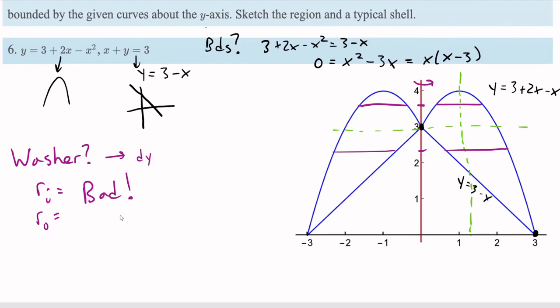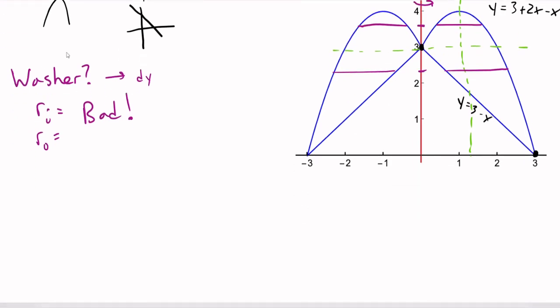So what do I do? Using x as a function of y is just not the way to go here. So let's try what's called the shell method. So let's try doing shells instead.